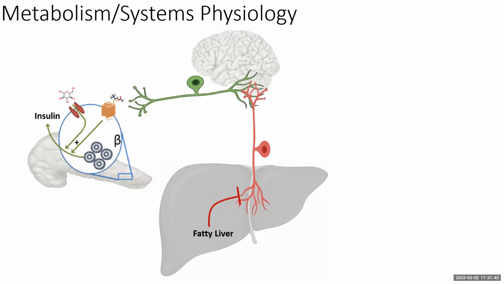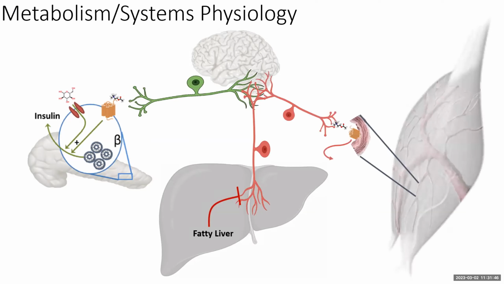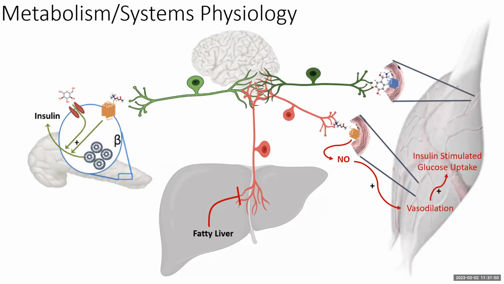So we wanted to understand how fatty liver could be changing all of these pathways. But the first thing we had to figure out is, what is fatty liver doing to change the activity of this nerve?